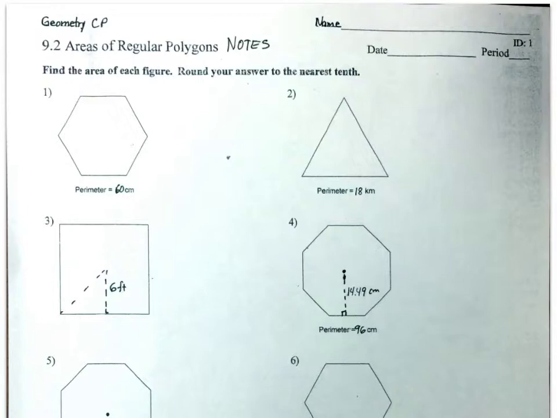At this point, all of you should have two sheets of paper. One says notes, 9.2 areas of regular polygons, and the other one is the assignment. I'm going to go over these problems and explain how to do them. Once I'm done with this, you can go ahead and finish up the other paper. Both papers need to be turned in as part of the assignment grade, okay? The notes are 50%, the assignment is 50%.